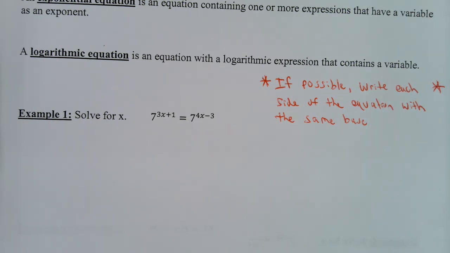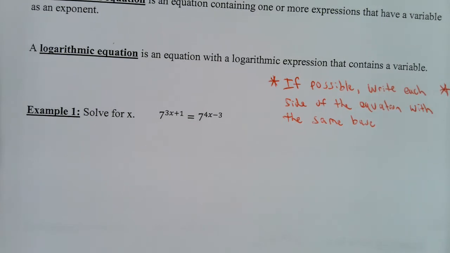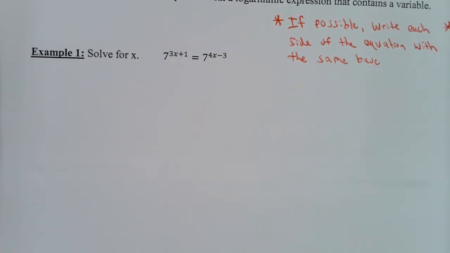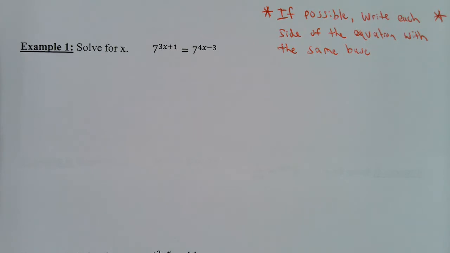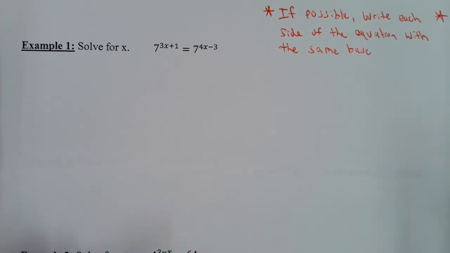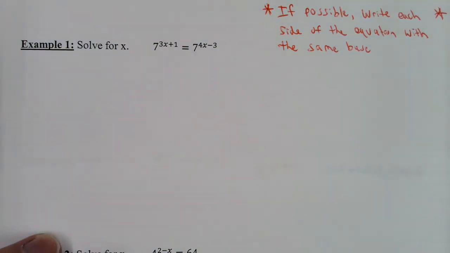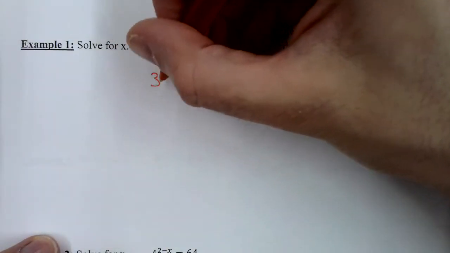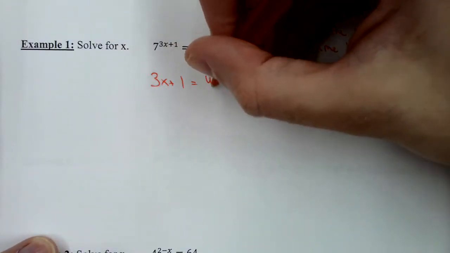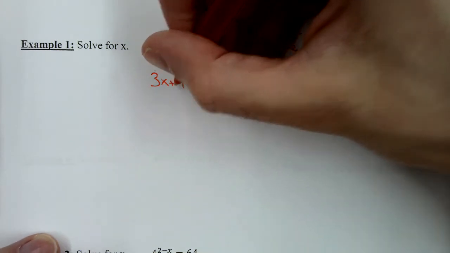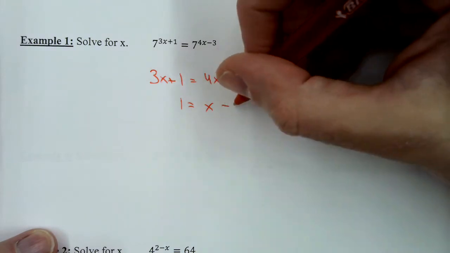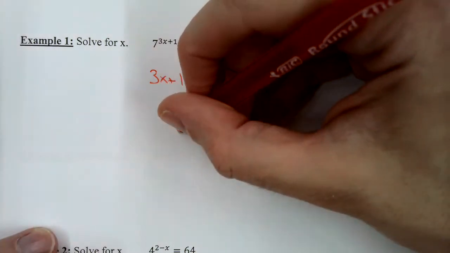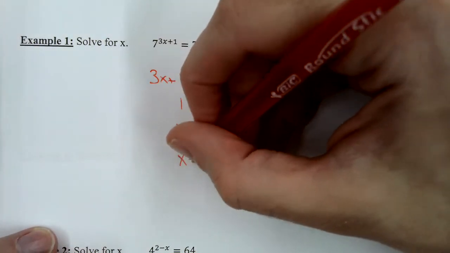Example 1, we'll start off with a nice easy one just so you see how it works. You already have each side of the equation with the same base of 7. So the only way that's true is if the exponents are equal. Set the exponents equal and solve for x. 3x plus 1 equals 4x minus 3. Subtract 3x on each side. 1 equals x minus 3. Add 3, and 4 equals x, or x equals 4.